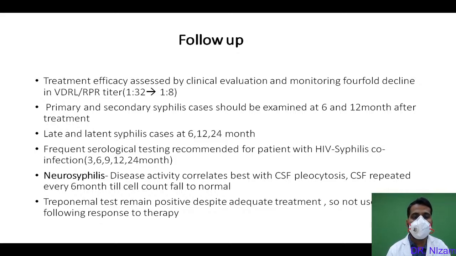Primary and secondary syphilis cases should be examined at 6 to 12 months after the treatment. The latent and late syphilis cases should be examined at 6, 12 and 24 months. Frequent serological testing is recommended for patients with HIV and syphilis co-infection, that is at 3, 6, 9, 12 and 24 months. In neurosyphilis, disease activity correlates best with CSF pleocytosis, so CSF is repeated every 6 months till the count falls to normal.